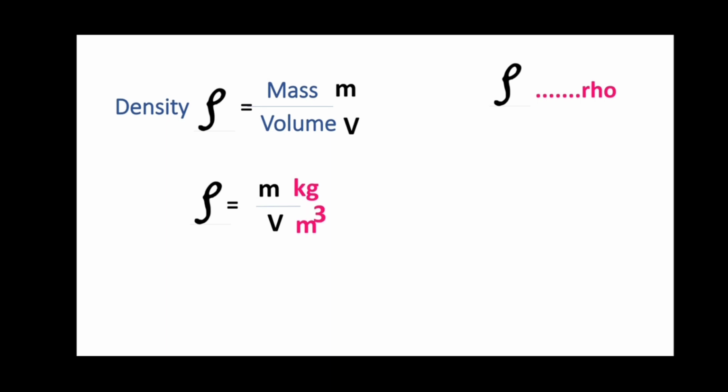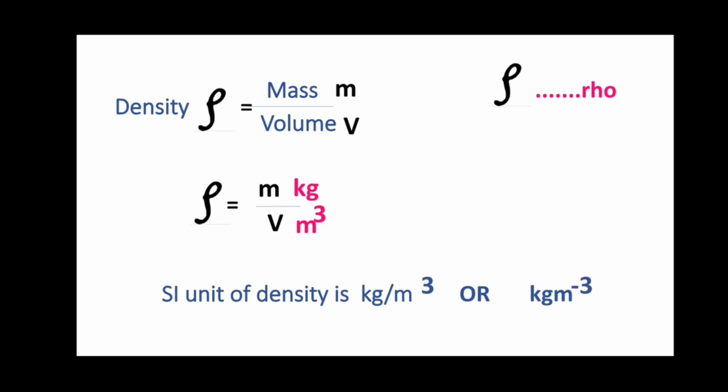Thus, we got the SI unit of density as kg per meter cube, or we can write it as kg m raised to minus 3. That is, SI unit of density is kilogram per meter cube or kg m raised to minus 3.